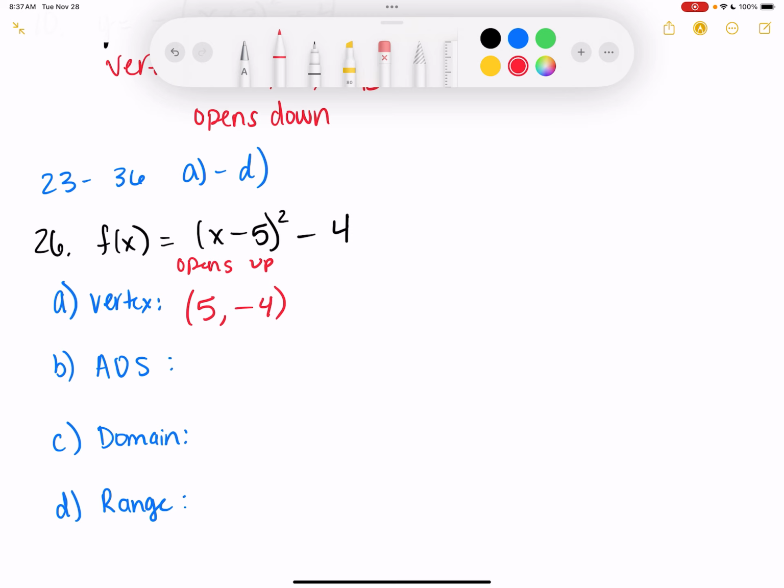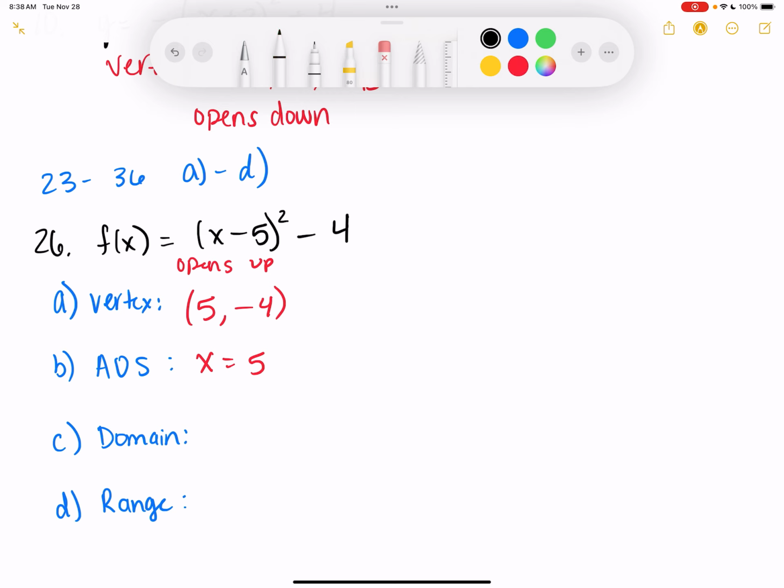Now, the axis of symmetry is always going to occur at the x value of your vertex. It's a line, so we write it as x equals 5. My x coordinate was 5, and so the axis of symmetry is at x equals 5. If you don't have the x equals, it is not right, because just 5 is not a line. I would save domain and range for after you have graphed it, because that's going to be easier to see once you've graphed it.